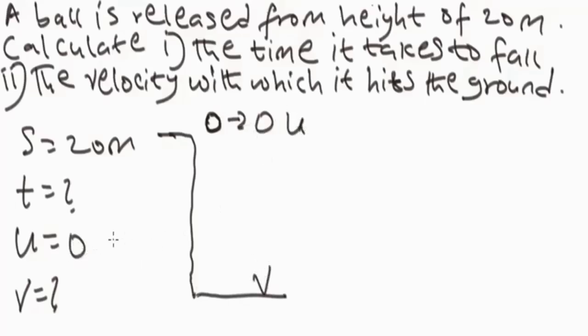So having gotten these parameters, which equation are we going to apply? Remember, this is a motion under gravity. We have time, we have u, we don't have v. That means we're going to apply s equals ut plus half gt squared. It is responding to gravity because it's falling. Since the ball is falling, it's not going up, it's going down, it is responding to gravity.